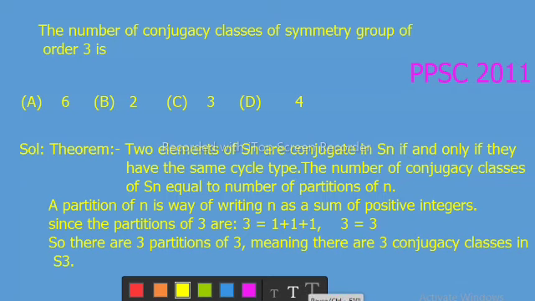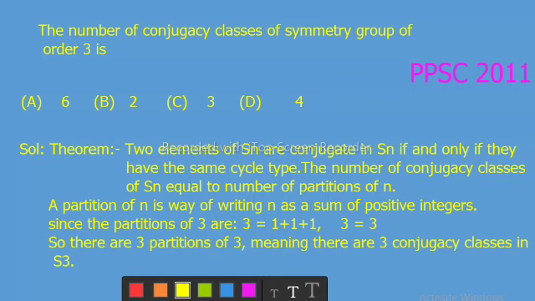Solution. That is the theorem: two elements of Sn are conjugate in Sn if and only if they have the same cycle type. The number of conjugacy classes of Sn is equal to the number of partitions of n. For example, a partition of n is a way of writing n as a sum of positive integers.